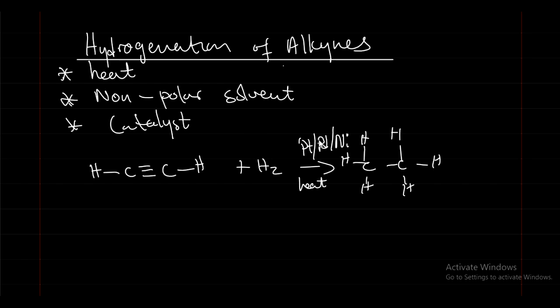So you don't have to know all of that. What you have to know is that when we add hydrogen gas to an alkyne using this catalyst and heat, what we get is an alkane. That's all you need to know. So that's all there is to it with additions.